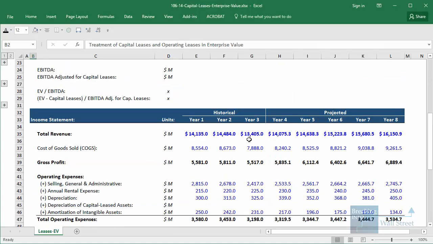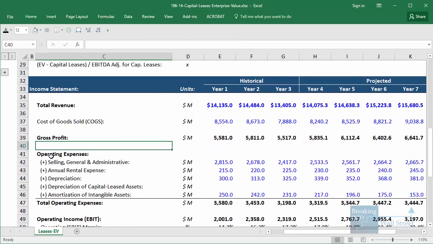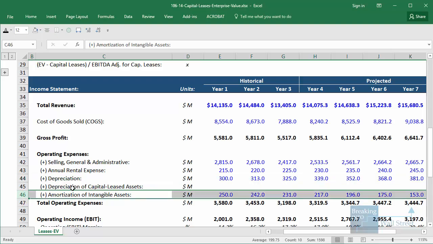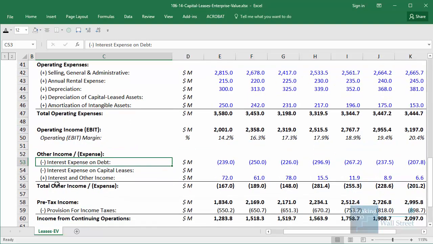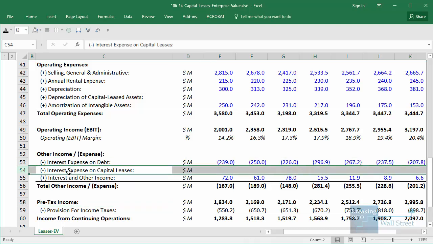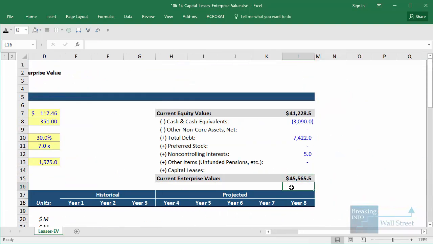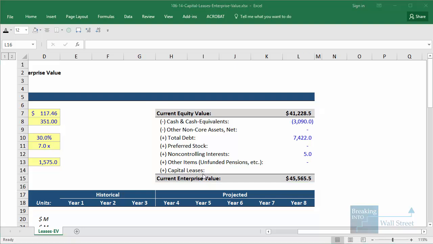Here's an example of what it looks like in Excel. We have the company's income statement, and then down here, we have operating expenses, we have SG&A, we have the annual rental expense, and then we do have depreciation and amortization as well, but they're not related to the company's assets that they're leasing. There's actually nothing there. If you go and look under interest income and interest expense, they do have interest expense on the normal debt, but none of the interest expense is related to the leases that the company has. And then if you look at the enterprise value calculation here, equity value to enterprise value, we don't have anything for the leases because the company has only operating leases at this point.